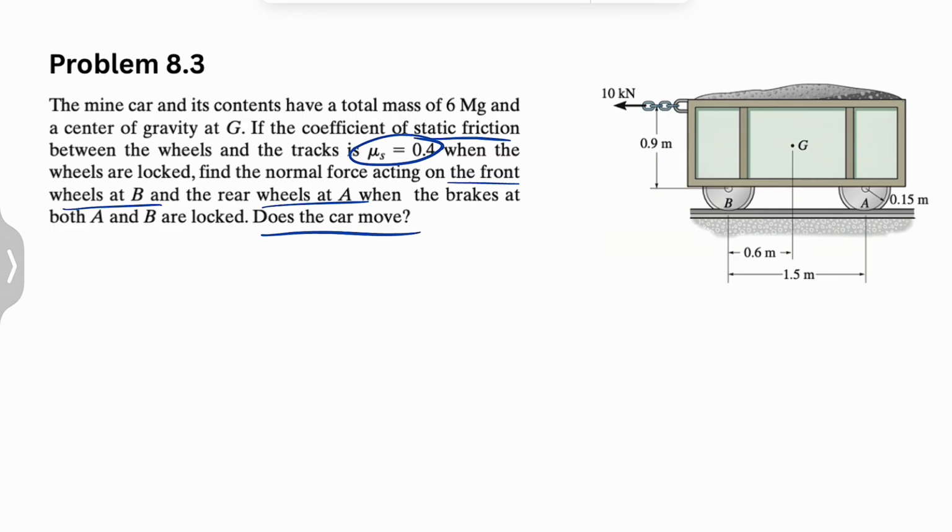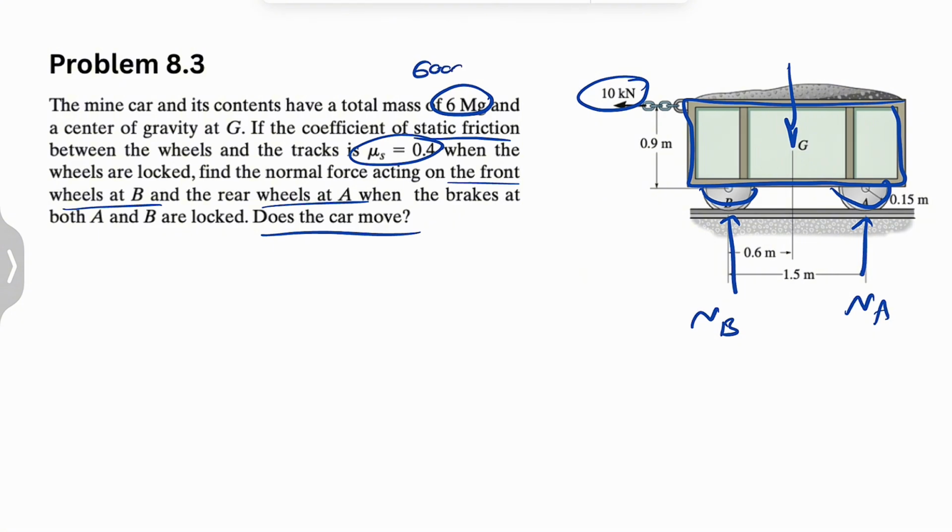So we have the free body diagram for the mine car where there are normal forces applying on the wheels. Let's just show it like this. So we have the normal force in the front, NB, the normal force in the back, NA, we have this 10 kilonewton, and on top of that we have the weight, which is 6 megagram, which means the mass is 6,000 kilogram. So mega is 10 to the 6. So the weight would be mass times acceleration of gravity, which is 9.81. And yeah, we're going to start with our equilibrium assumption.